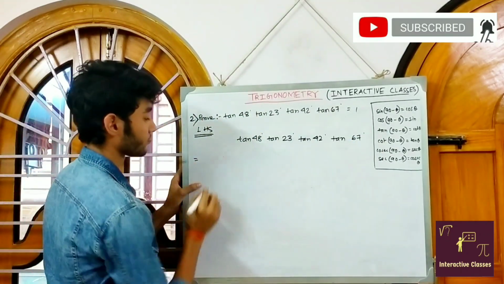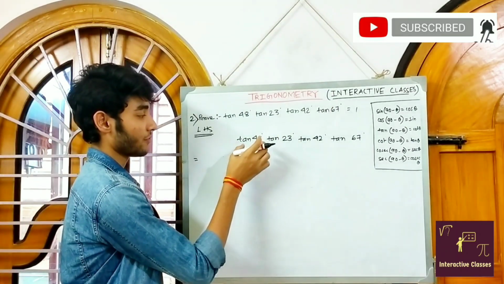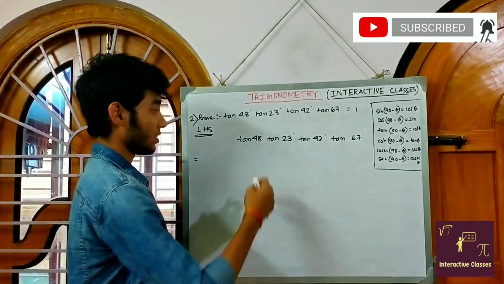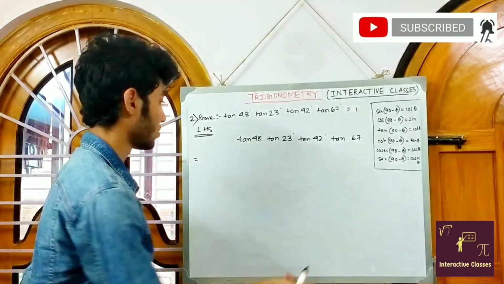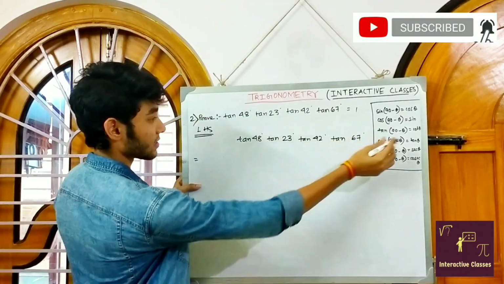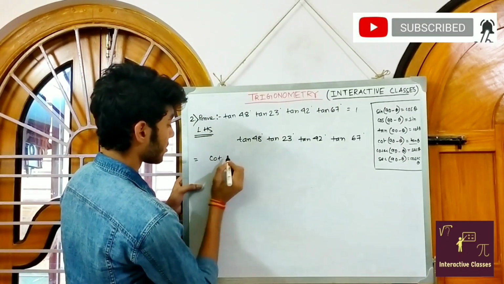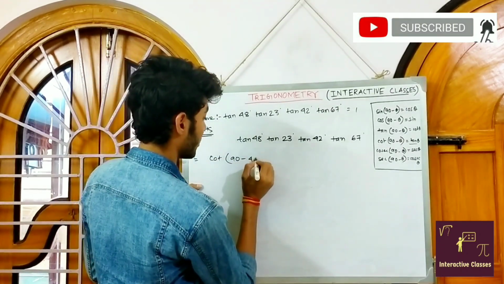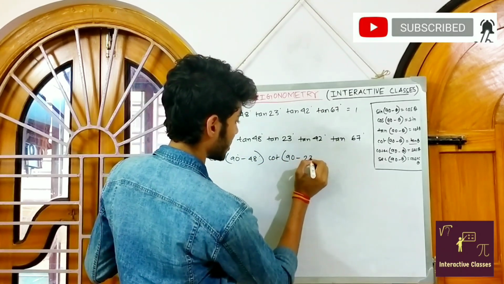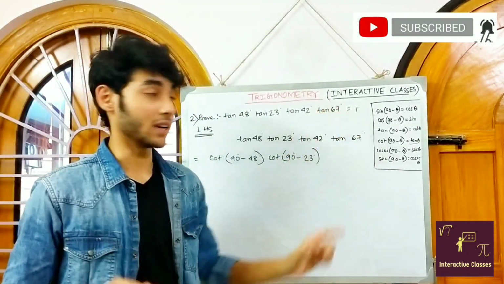So we will change tan 48 and tan 23 in terms of cot, and after that we will see what it comes. Using this formula, tan 48 can be written as cot 90 minus 48 degree. This one also can be written as cot 90 minus 23. The answer should come 1.